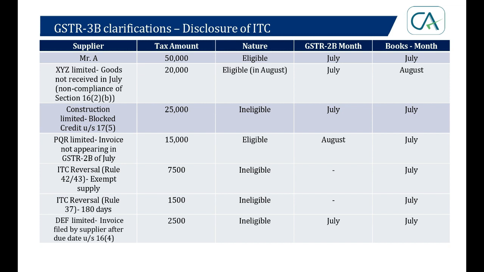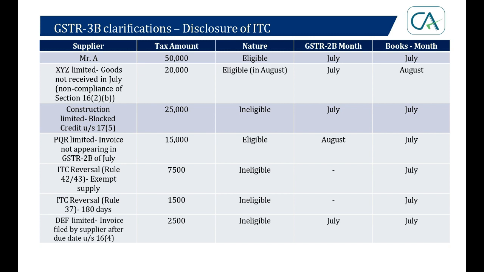The second entry you see is from the supplier XYZ Limited, wherein goods are in transit. Now, section 16 subsection 2, clause B is one of the conditions to claim input tax credit: the goods or services need to be received by the recipient in the same month if you are to claim that particular input. Now for the month of July, the goods have not been received. For instance, this particular invoice issued by XYZ Limited is dated 30th or 31st of July. Goods are actually received on 2nd or 3rd of August.